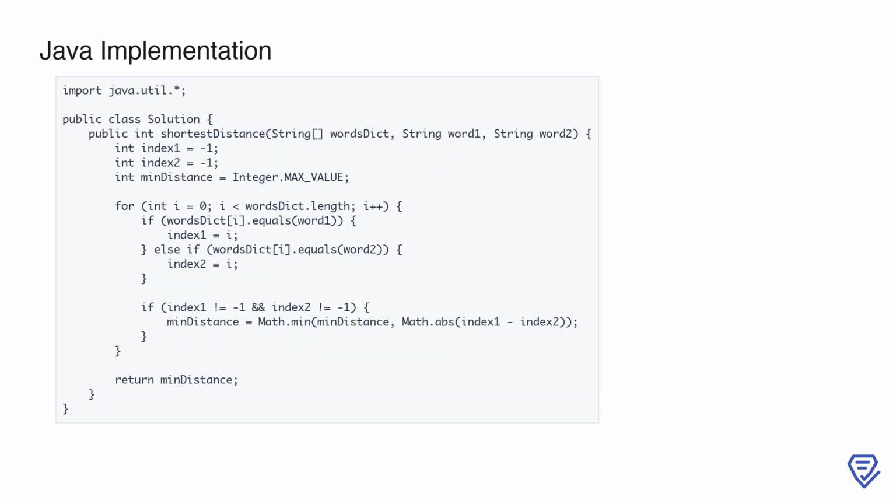This is the Java implementation for LeetCode problem number 243, shortest word distance. The logic mirrors the Python solution, using a single loop to track the most recent indices of the two words, and updating the minimum distance whenever both indices are valid. Key differences include explicit type declarations for variables, the use of Java's Math.min for calculating the minimum, and the array-based approach with String[] for the input list of words. The code is concise and follows Java conventions, ensuring clarity and efficiency.